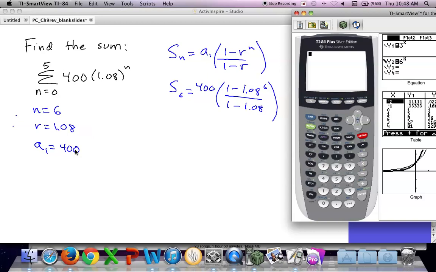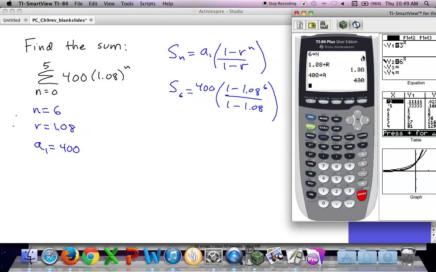So to store n equals 6, I'll go 6, store, and since that's n, it's over here, so alpha n. Oh, that was wrong. It's actually alpha log. There we go. And to store the r, 1.08, store, and now that'll be alpha multiply. And then the A1, I'll just call that A, 400, store, alpha A.